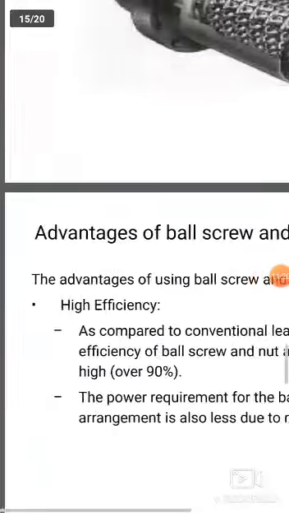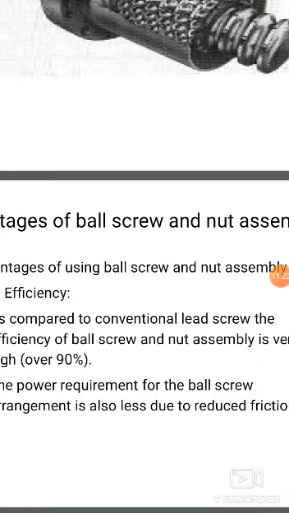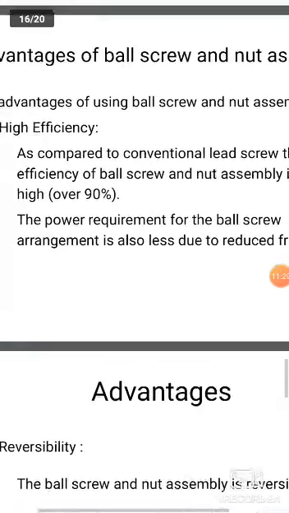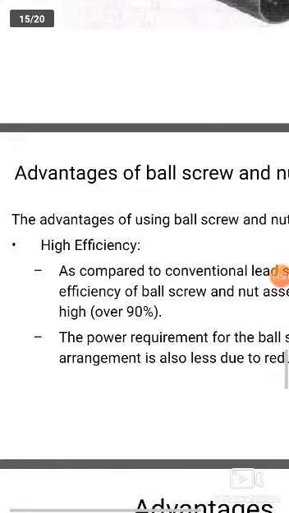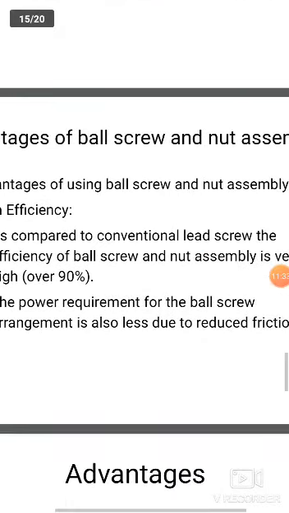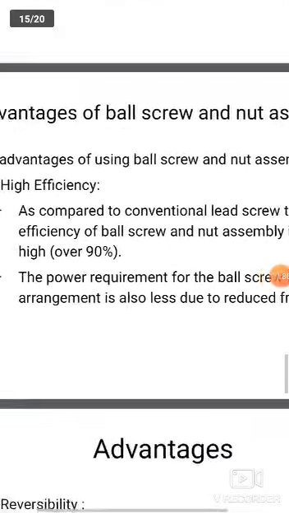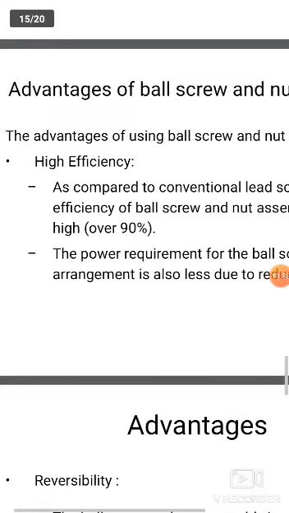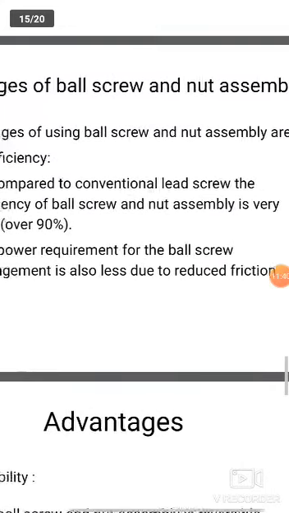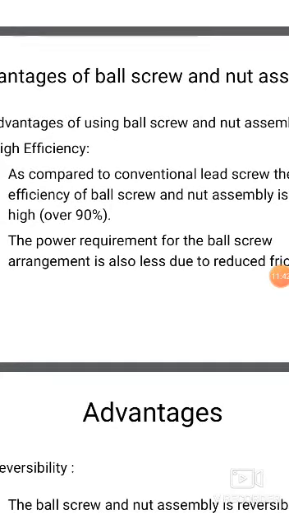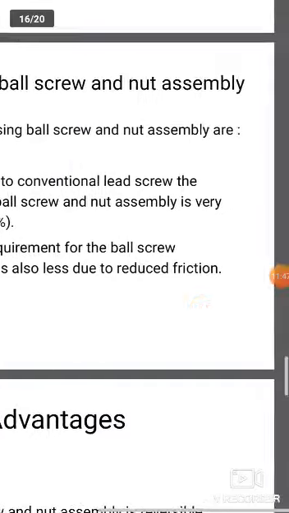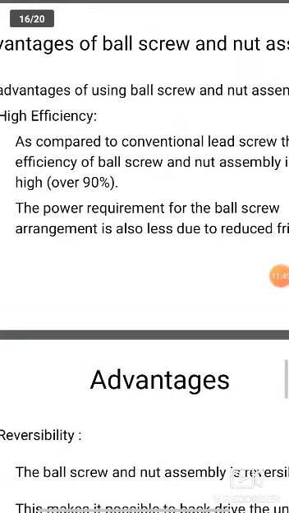Next, advantages of ball screw and nut assembly. What are the advantages of ball screw assemblies? So it has advantages also. What are the different types of advantages? Advantages of using ball screw and nut assembly are high efficiency as compared to the conventional lead screw. So it is high efficiency, more accurate compared to the lead screw. Efficiency of ball screw and nut assembly is very high.